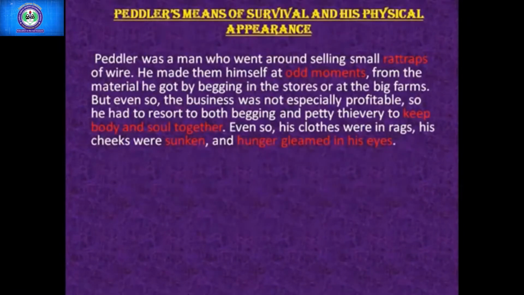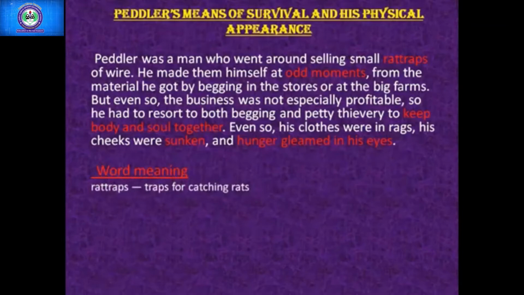Peddler's means of survival and his physical appearance. Here we will discuss how did Peddler survive, what did he do for his livelihood, and how did he look. The peddler was a man who went on selling small rat traps of wire. So what is rat trap, children? Have you seen? Yes. Rat trap means the traps for catching rats.